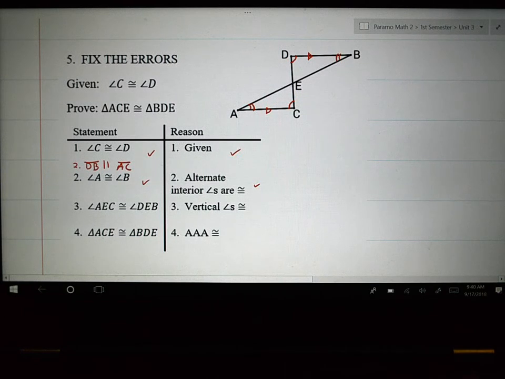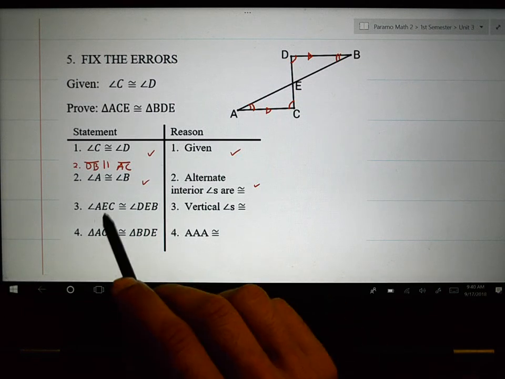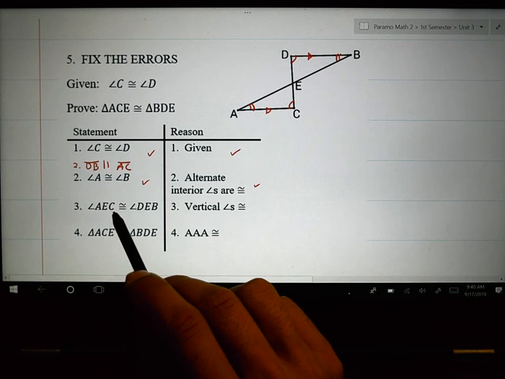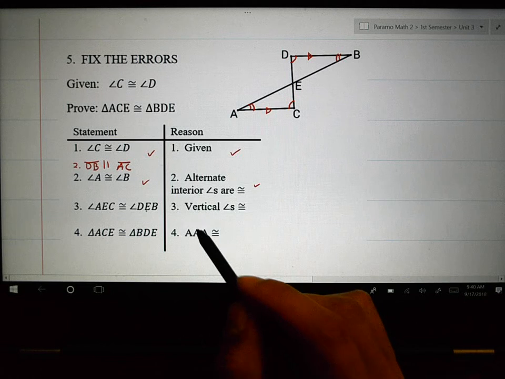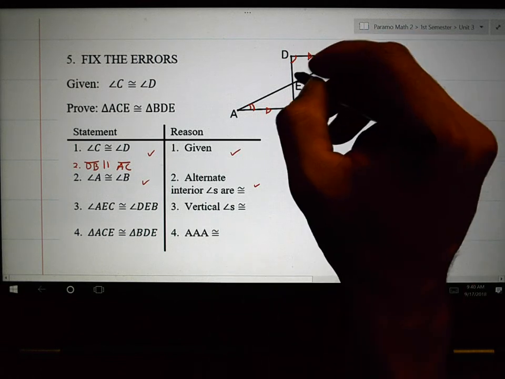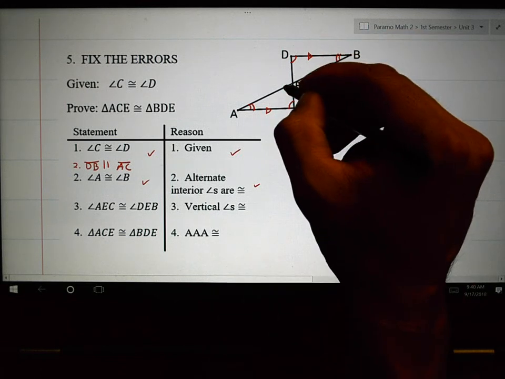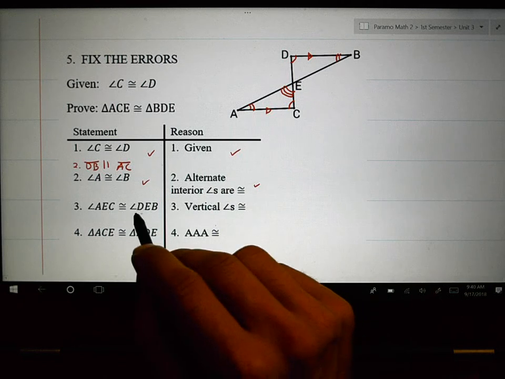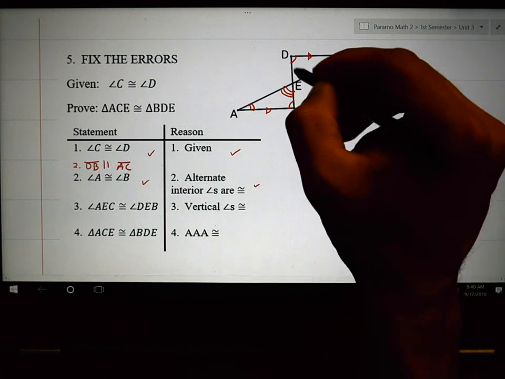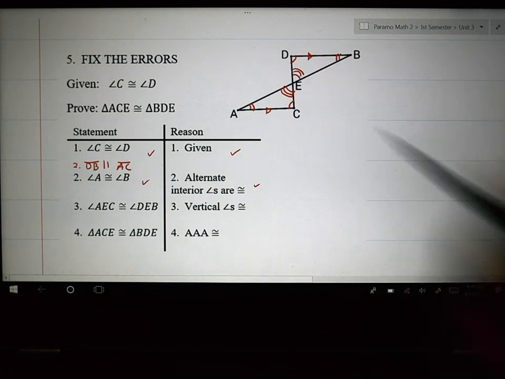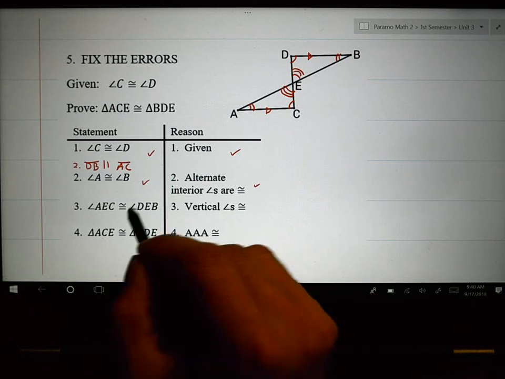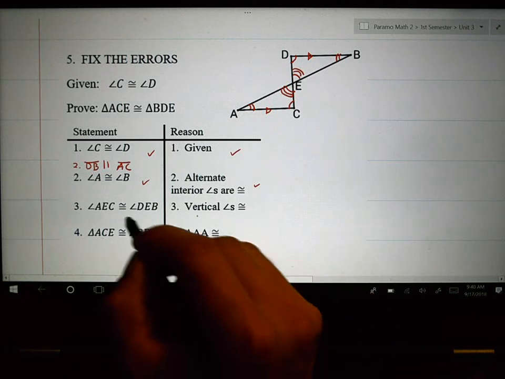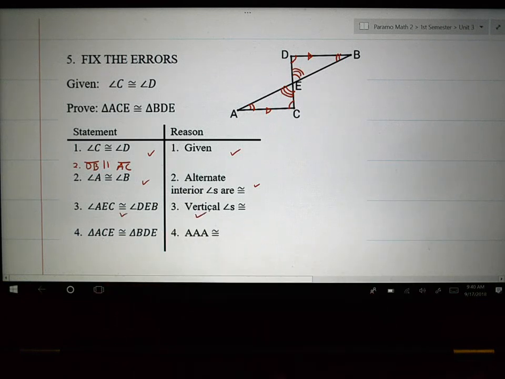The next thing that it says, angle AEC is congruent to angle DEB because they're vertical angles. AEC, 1, 2, 3, is congruent to angle DEB, 1, 2, 3. This is the third piece of information, so I'm going to use 3 arcs to differentiate it. Are these congruent to each other by vertical angles? I agree. I think that they are.